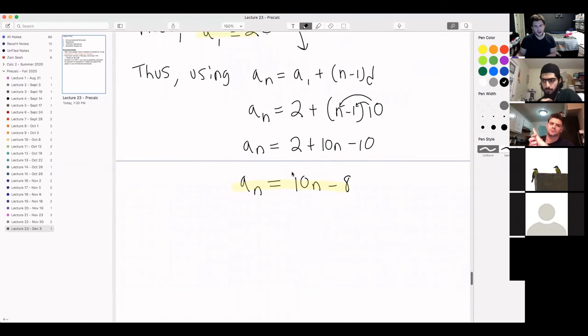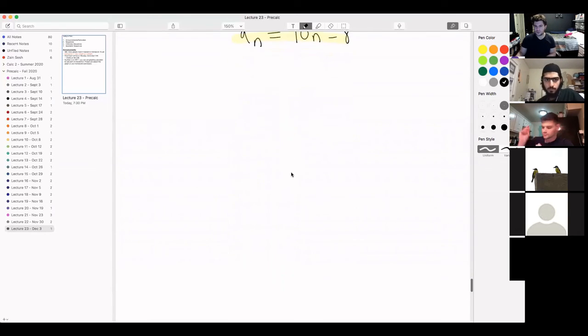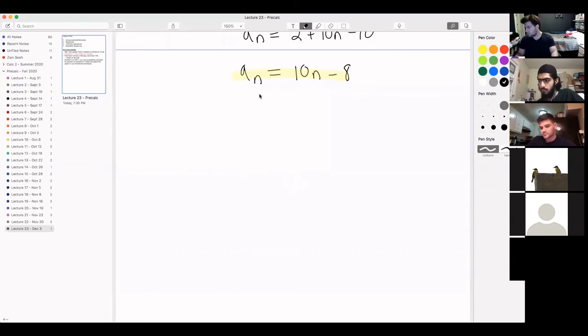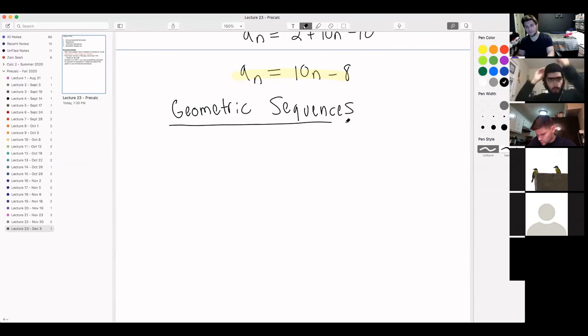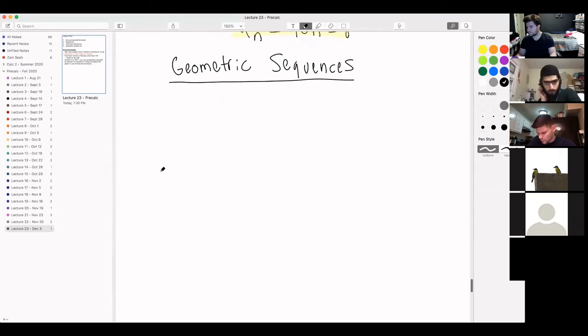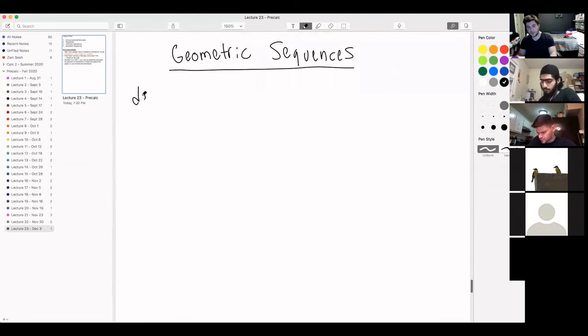All right, so let's move on now to the final type of sequence we'll talk about. Probably more important than arithmetic sequence is geometric sequences. This will be how we'll end. Geometric sequences. Okay, so definition.